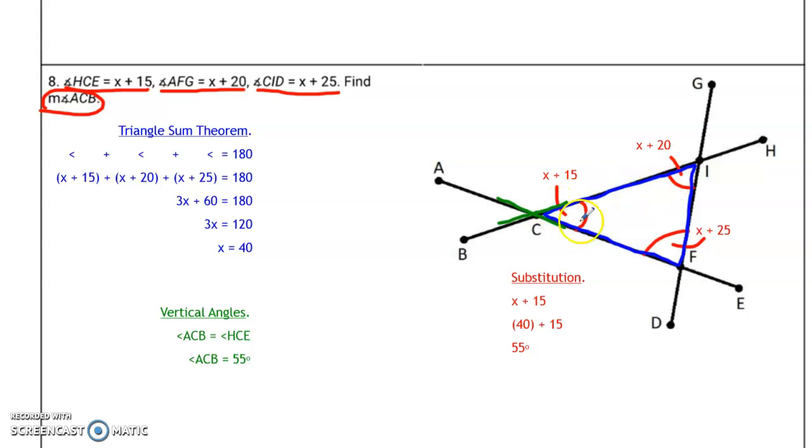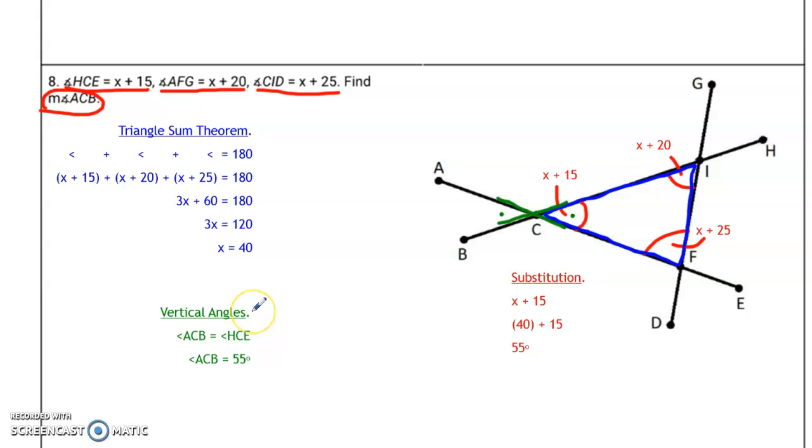I know that this triangle here is comprised of these three interior angles, and I am given all three interior angles, which means I'm going to add them all up and set them equal to 180. I do some algebra here, and I get x is equal to 40. Once I get x is equal to 40, I'm able to use substitution to find all three angles, but I'm not going to bother doing that. I just want one of them. Once I find this angle, which is 55 degrees, I know that this angle and this angle have to be congruent to each other. Why?